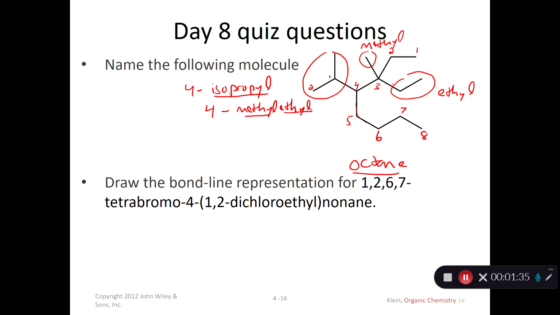So if I number these or alphabetize them, I would have 3 ethyl for the ethyl group on carbon 3, 4 isopropyl for the isopropyl group on carbon 4, and then I have another methyl here on carbon 3. So that should actually be the correct name for the structure in your quiz question. Sorry about that mistake.